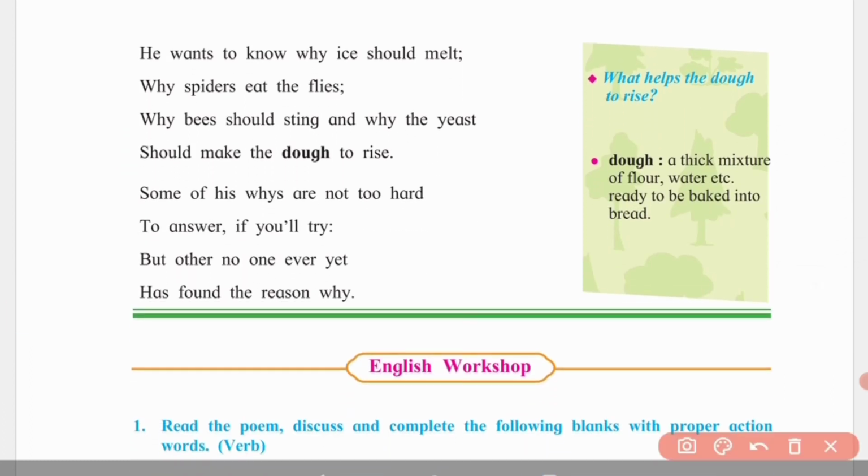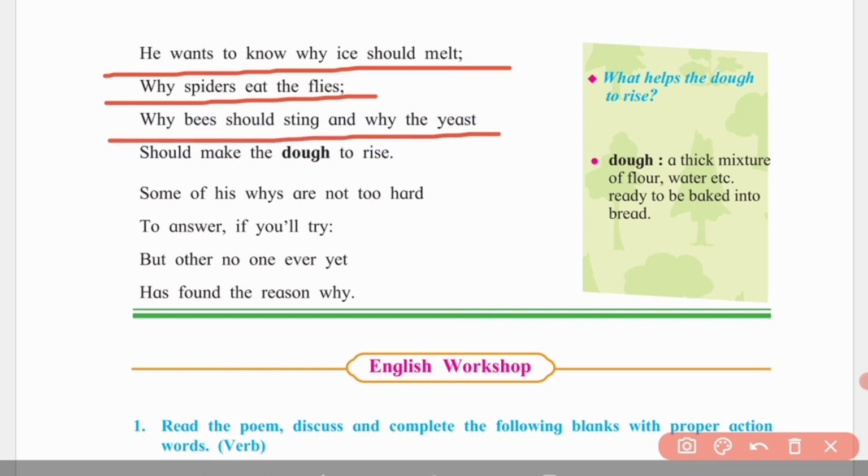He wants to know why ice should melt, why spiders eat the flies, why bees should sting, and why the yeast should make the dough to rise.